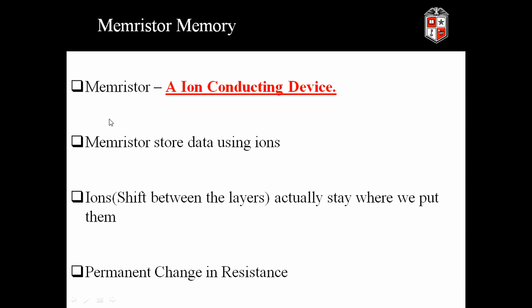So finally concluding, memristor can be considered as an ion conducting device, and it stores data using ions. The memory property of the memristor comes in terms of ions, which actually stay wherever we put them. And as the ion movement is permanent, they are going to offer a permanent change in resistance. That means permanent memory.